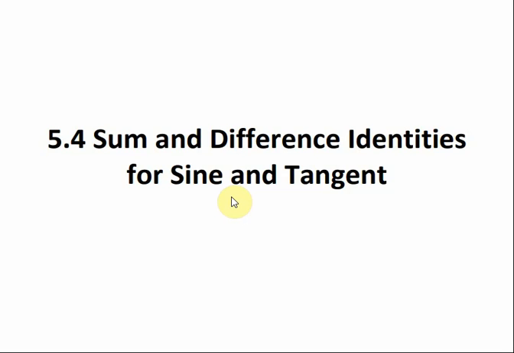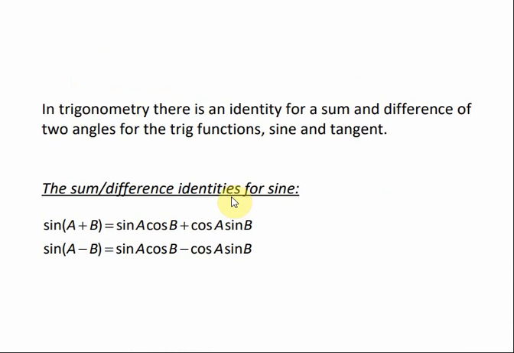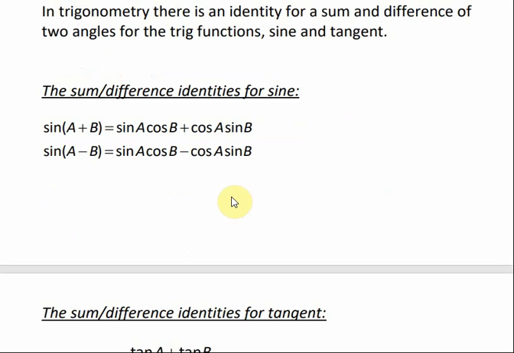5.4, Sum and Difference Identities for Sine and Tangent. We talked about in 5.3 the sum and difference identities of cosine, and I explained why we have to have a sum and difference identity. So it's for the same reason we have to have sum and difference identities for sine and tangent.